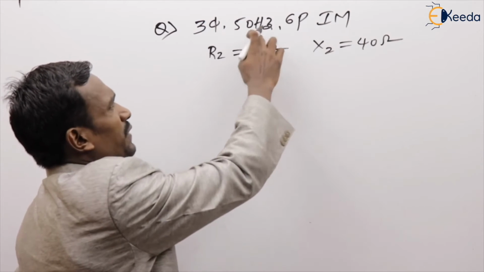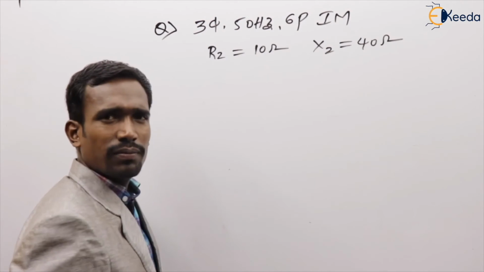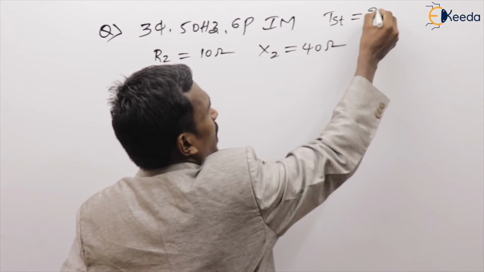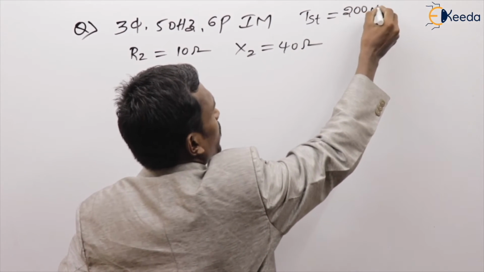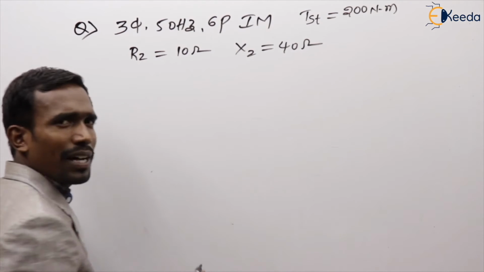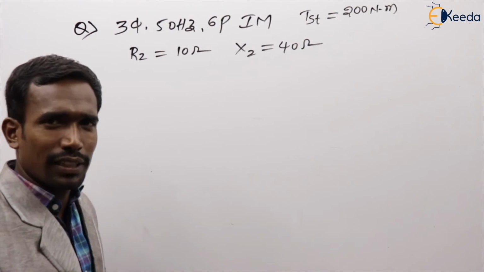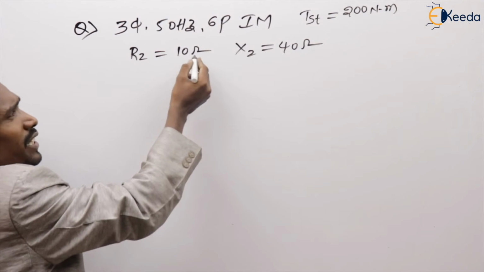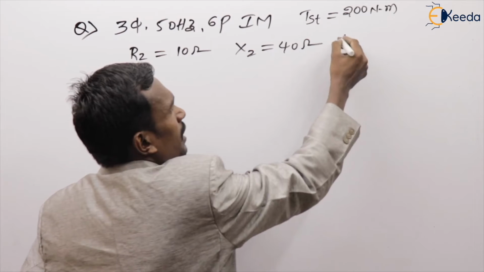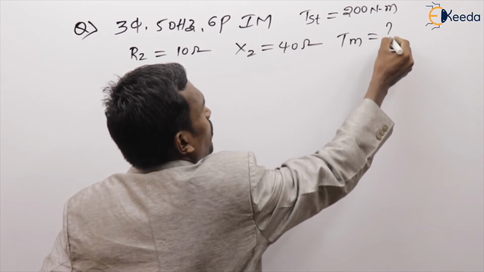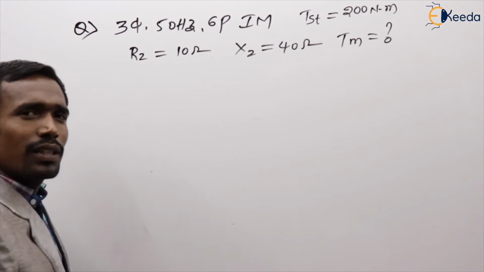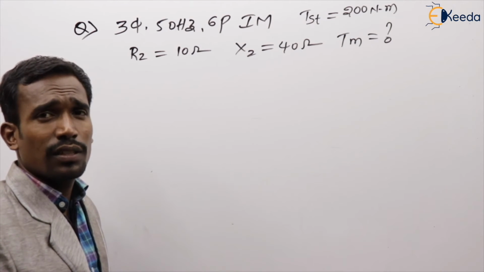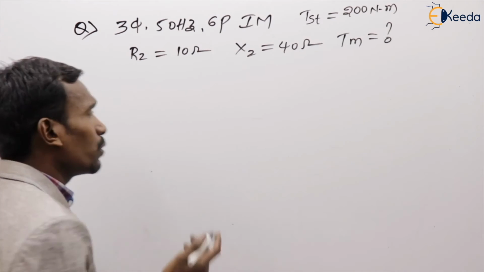A 3-phase 50 Hz 6-pole induction machine. My starting torque is 200 Newton meters, my rotor resistance is 10 ohms, and rotor reactance is 40 ohms. Then find out the maximum torque. Tell me the answer. So what is the answer?